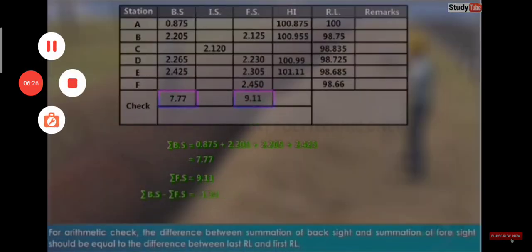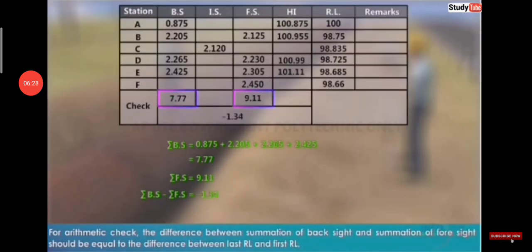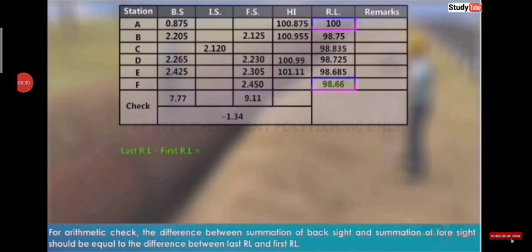For arithmetic check, the difference between summation backside and summation foresight should be equal to the difference between last RL and first RL.